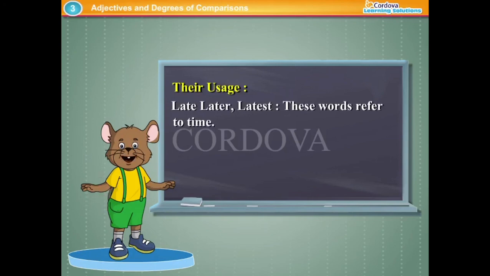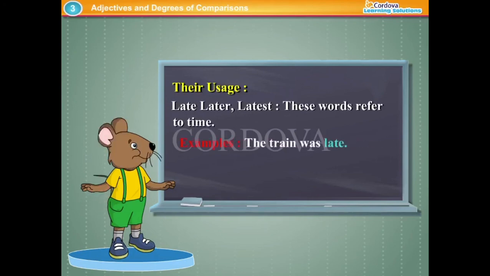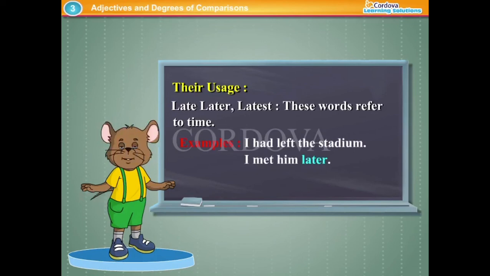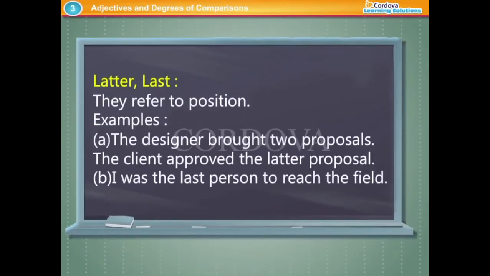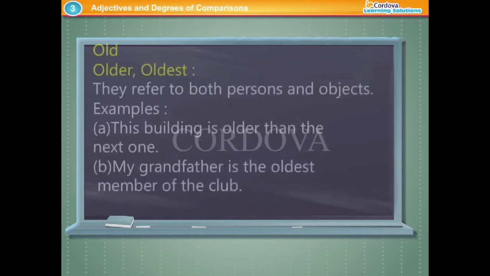Their usage: late, later, latest. These words refer to time. Examples: The train was late. I had left the stadium. I met him later. This is the latest news on the issue. Latter, last. They refer to position. Examples: The designer brought 2 proposals. The client approved the latter proposal. I was the last person to reach the field.